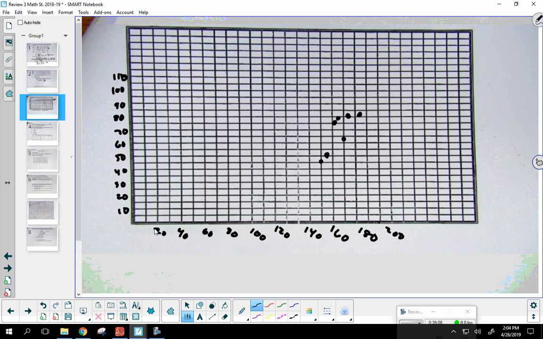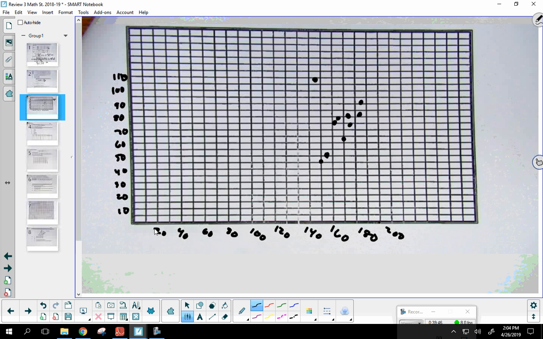Okay, 3 more to go. We're so close. 185, 92. Okay, so 185, 92. Let's follow that over. So right about here. And then 175, 74. Stay right about here. And then we have our outlier 145, 108. There we go.